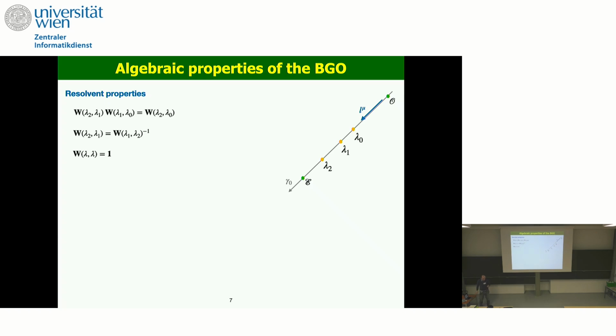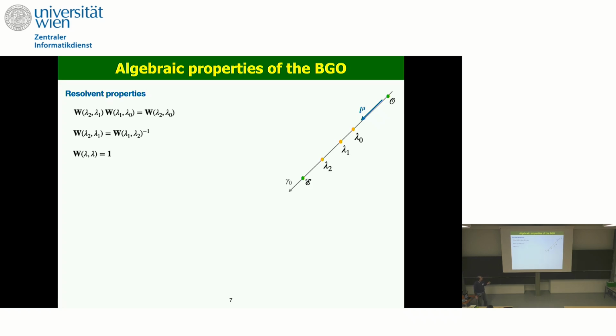Okay, that's interesting, but what's more interesting is that this object has a couple of algebraic properties, which are quite interesting. Some of them are fairly easy to guess. Since it's a resolvent of a linear ODE, it needs to have the property of composition. If you go from the point lambda O to lambda 2, you can stop at an intermediate point lambda 1 and write W from lambda O to lambda 2 as a product of W from lambda O to lambda 1 and lambda 1 to lambda 2.